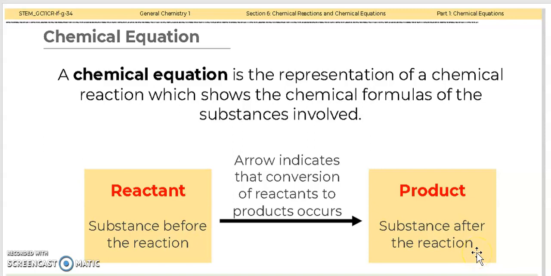In writing the chemical equation, reactants are on the left side, while the products are on the right side. The reactants and the products are separated by an arrow whose head is pointed toward the products, indicating the conversion of the reactants to the products.